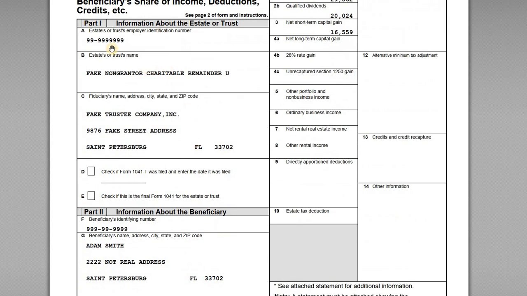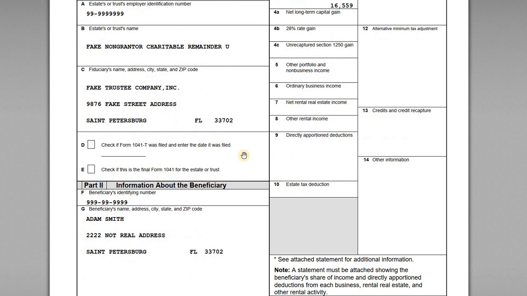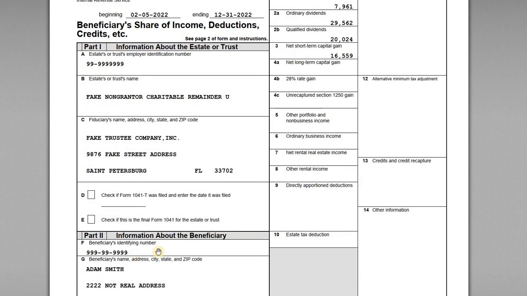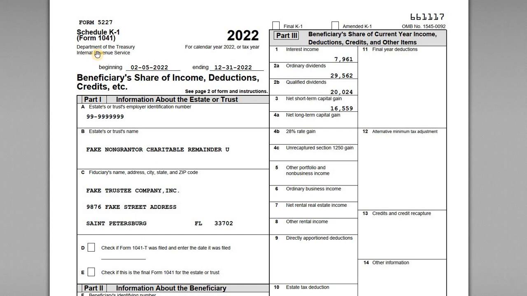The beneficiary statement here, obviously the trust EIN, name of the trust, list the fiduciary information, so who's the trustee, and then down here the information on the beneficiary. Adam is a domestic beneficiary, so he's a U.S. person. We've got his name and address there, his social security number. And then, again, remember, the 5227 doesn't have its own version of the K-1. So we just use Form 1041, Schedule K-1, and that will suffice. That'll be appropriate as far as the filing with the IRS and what you provide to the beneficiary.